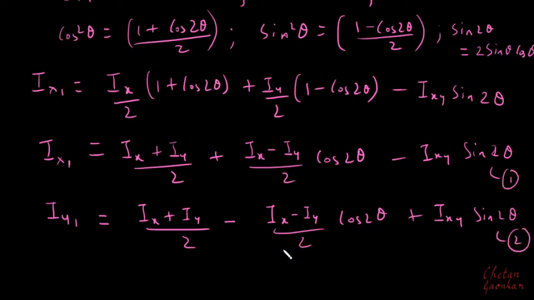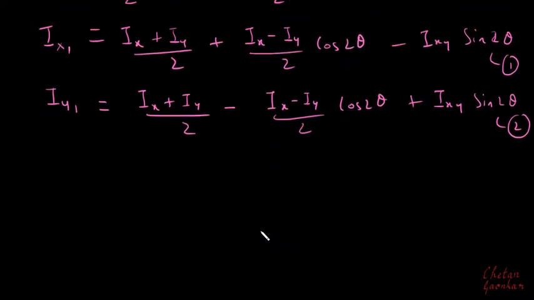So if I add these two expressions, expression 1 and expression 2, then I should get on the left hand side Ix1 plus Iy1, and on the right hand side these two terms will cancel out, and then I will have this term and this term, and if I add them up I should get Ix plus Iy.